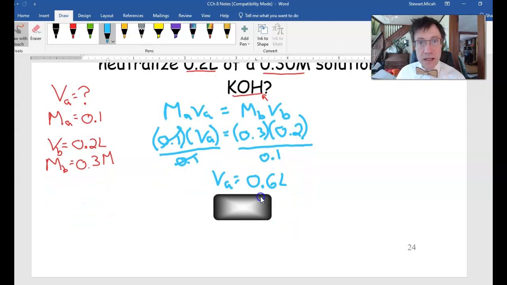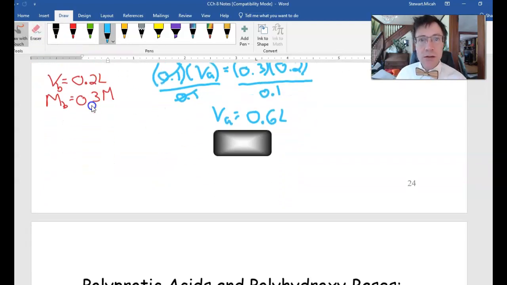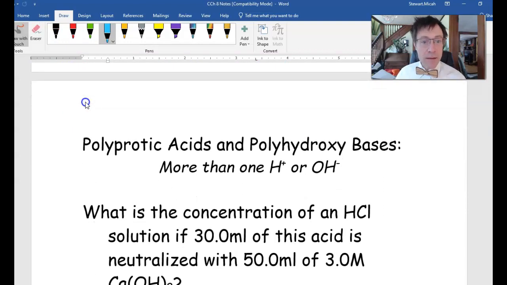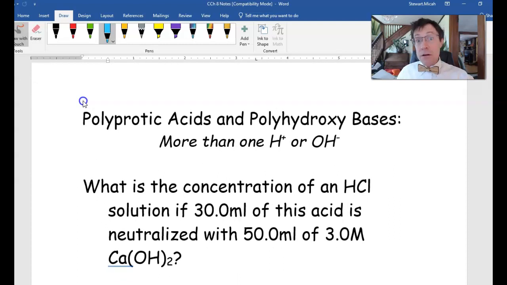You guys see how easy this is? If you write out the variables, it's smooth sailing the whole way through, just basic algebra. Easy, right? Okay, now we're going to turn it up a notch. This is where it's going to get a little bit tricky, where we have polyprotic acids and polyhydroxy bases, more than one hydrogen and more than one hydroxide. But it'll be pretty easy to see. You just have to look for those little teeny subscript thingies, because you've been doing that this whole time for a reason.